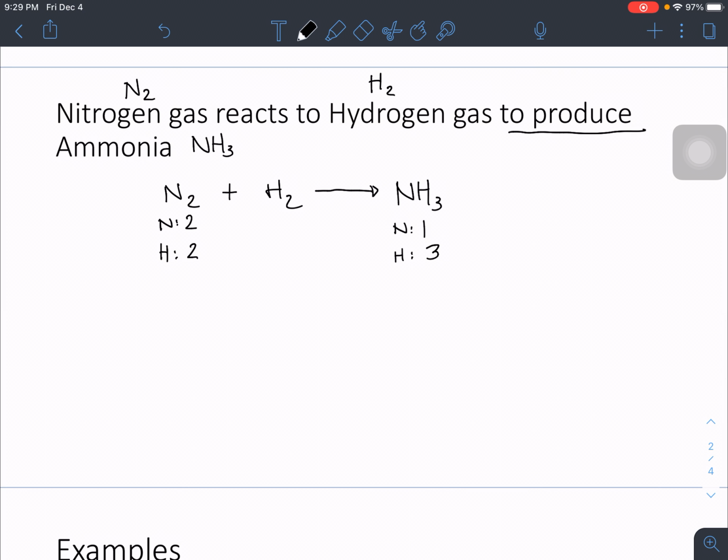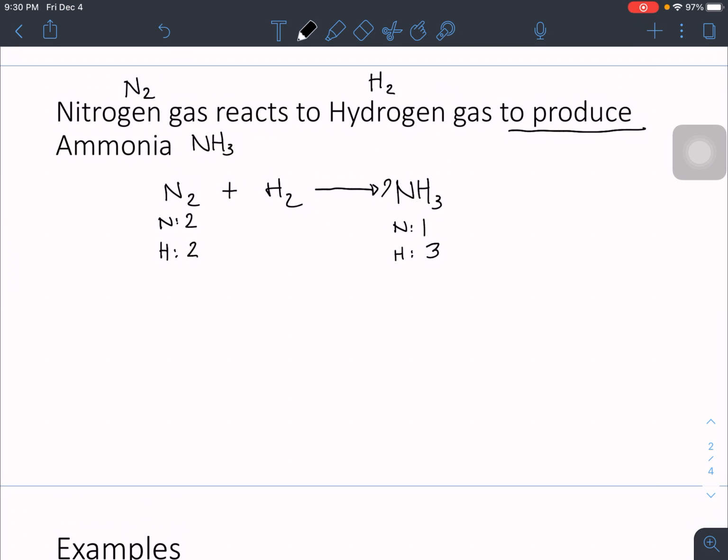Okay. So on balancing, we would like each of those elements to have the same number or same values. So if you have 2 nitrogen on the reactant side, we should have 2 nitrogen on the product side. This corresponds to the law of conservation of mass. So to balance this, I would like to place 2 as the coefficient on the ammonia. It means that if you place a coefficient of 2 on ammonia, I will be multiplying 2 to all the elements in the ammonia.